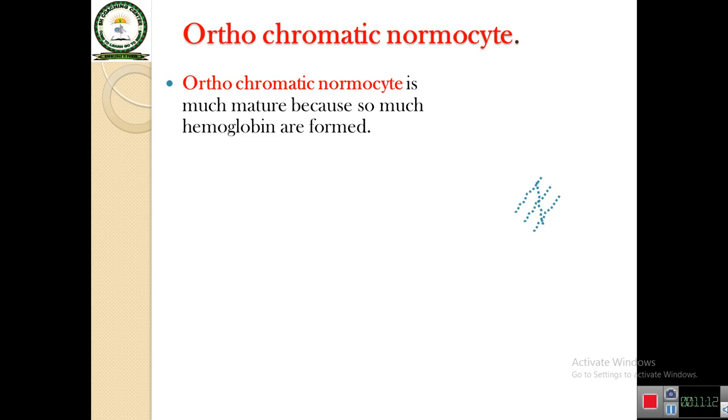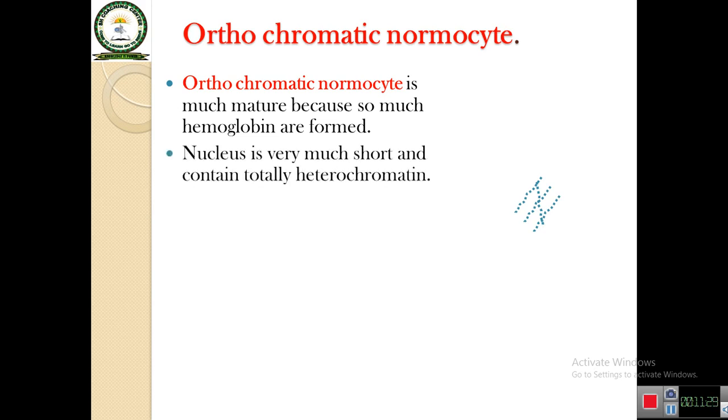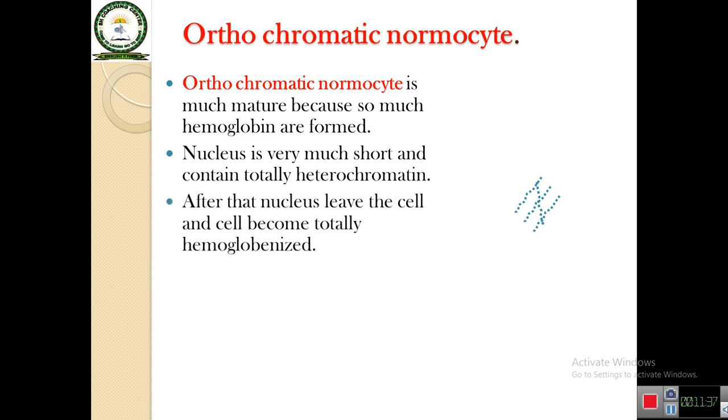Orthochromatic normocyte is much more mature because so much hemoglobin is formed. That means in the orthochromatic normocyte, much hemoglobin is produced and the nucleus becomes very short. The nucleus is very short and contains totally heterochromatin. After that, the nucleus leaves the cell and the cell becomes totally hemoglobinized. When the nucleus is removed from the cell, that cell is totally hemoglobinized. It means in that cell there is only hemoglobin, not a nucleus.